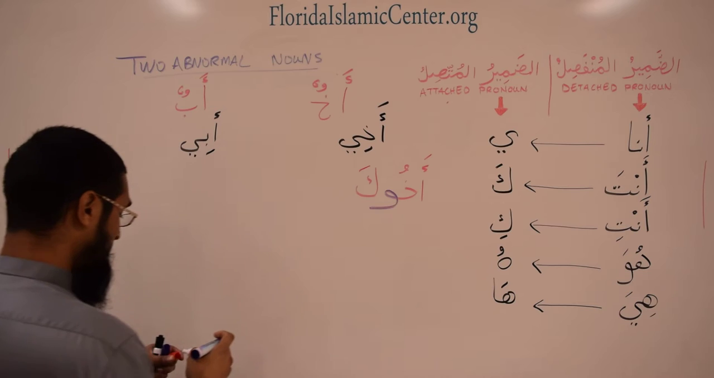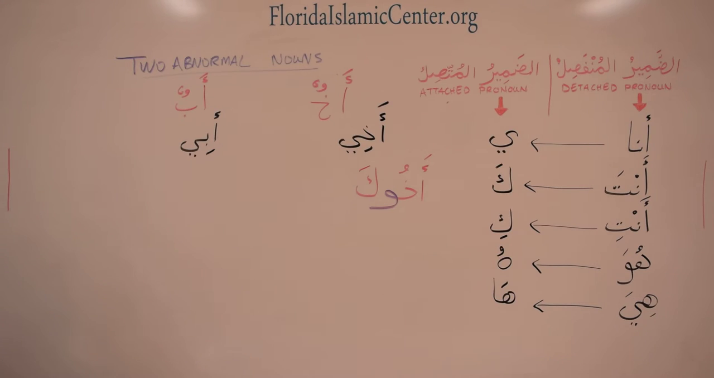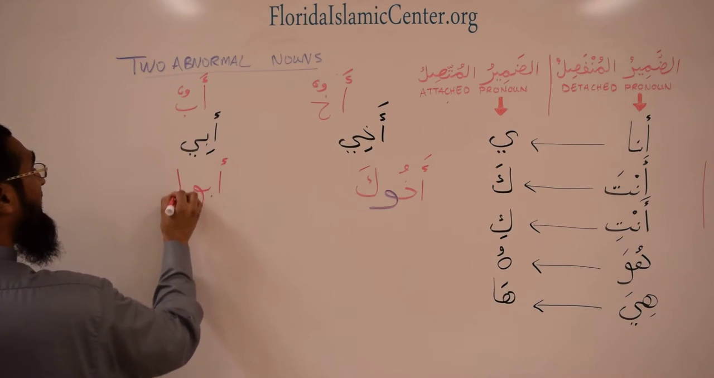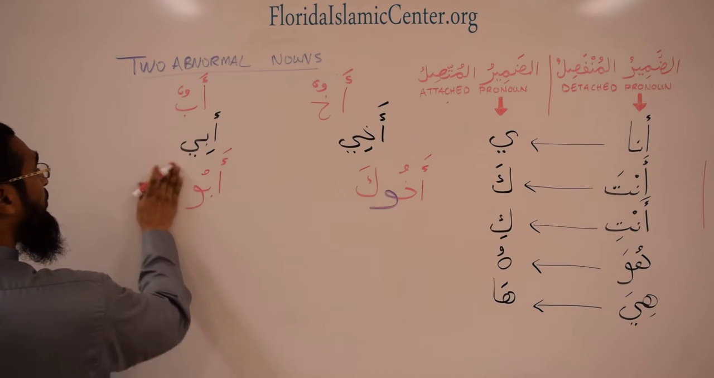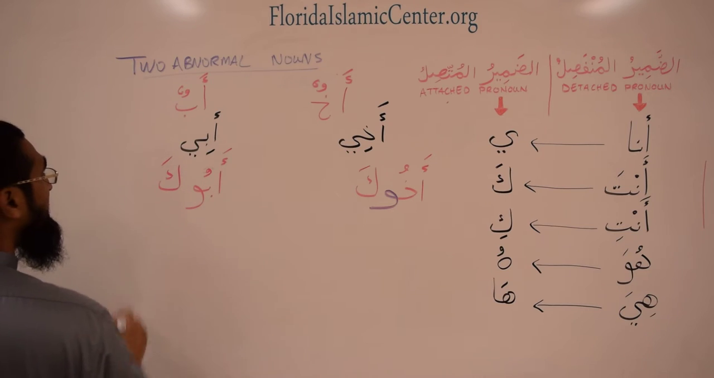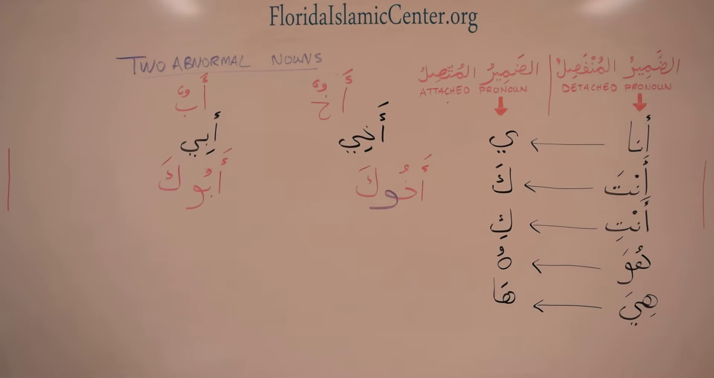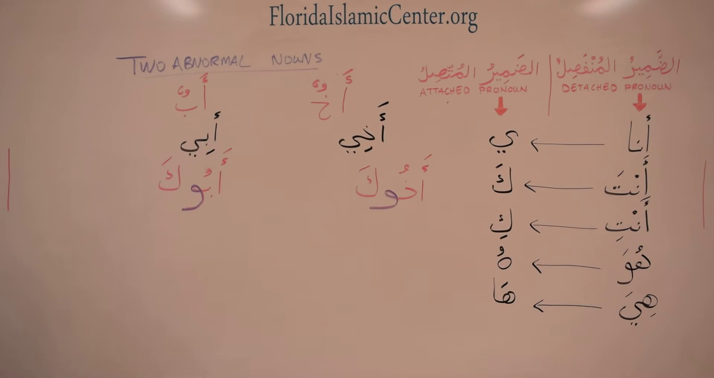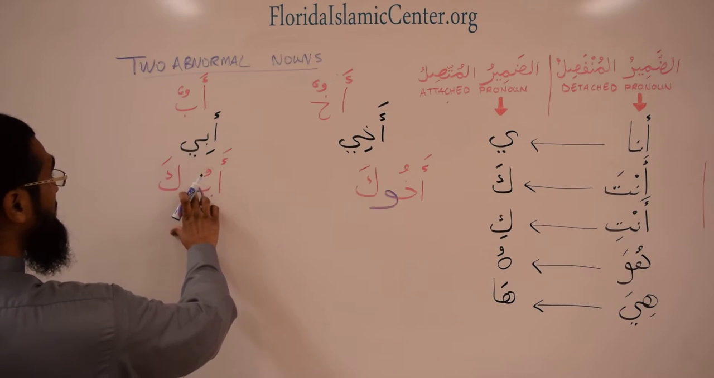And the same thing for your father is going to be abuka. What's abnormal about it? This waw. Where did it come from? It just appeared. Well, it goes back to the true root letters. But for us, this is abnormal. We haven't seen that so far.